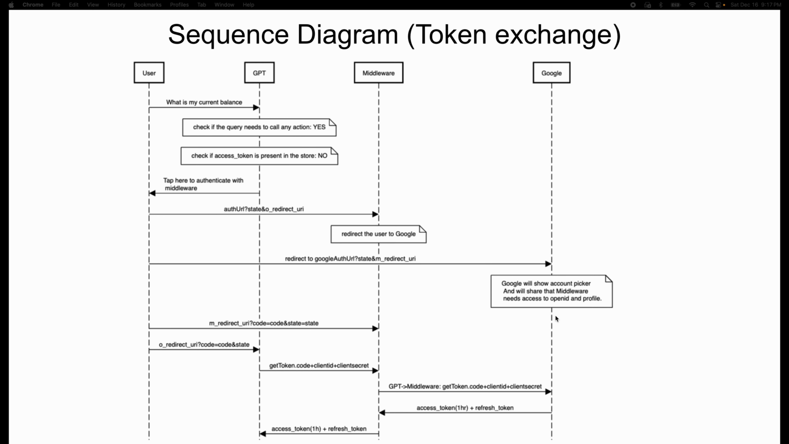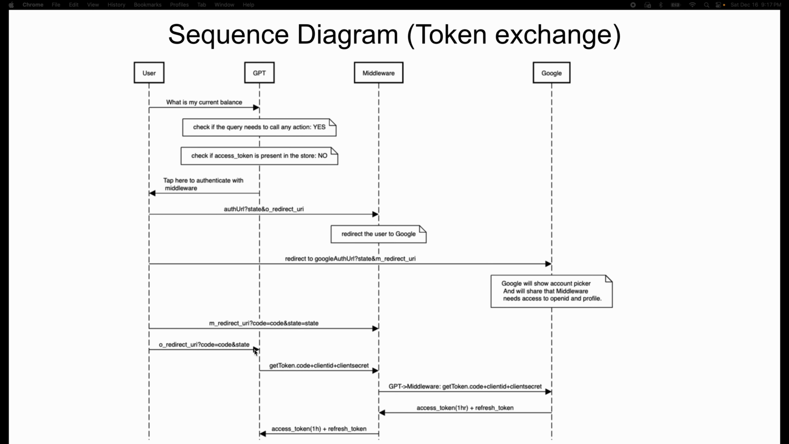So you pick up one of the accounts, and then Google will redirect you back to our middleware. In this redirect call, we get the OAuth code. This code will later be exchanged for an access token and refresh token. But we intercept this request, and we actually redirect the user back to GPT.